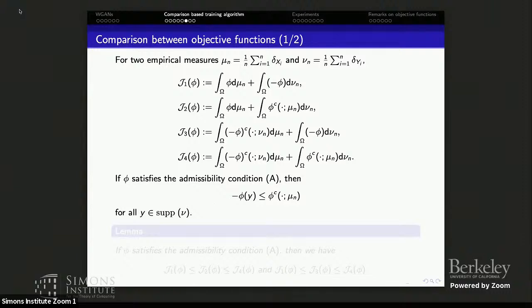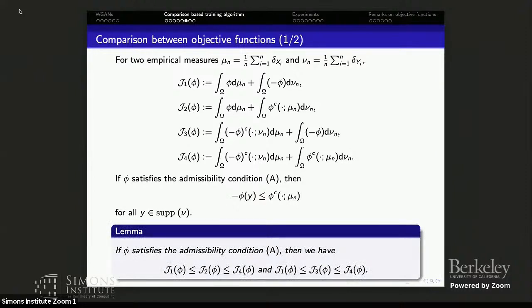Then what happens if we consider the mini-batch C-transform instead of the original C-transform? Consider two empirical measures, where we take the average of n delta measures. And then this is our objective function. It is clear that if our phi satisfies condition A, then we do have the following relation: minus phi is less than or equal to phi^c.